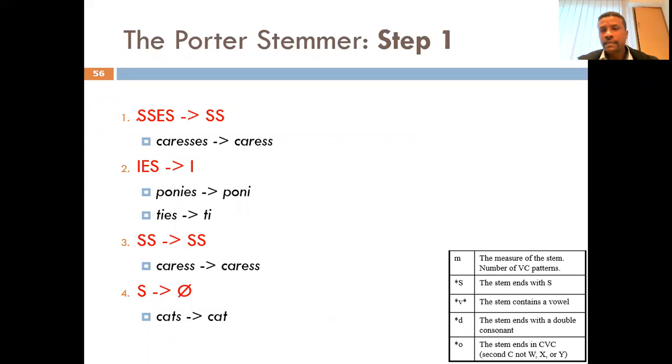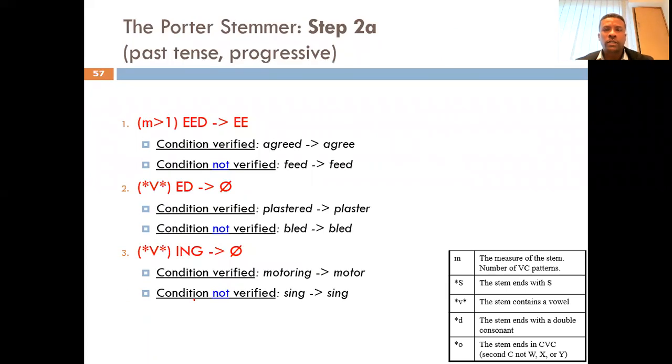And what it says is, in the first step, if the word ends with SSES, change it with SS. If the word ends with IES, change it with I. If the word ends with SS, just put it as SS. And if the word ends with a single S, then remove S. So this is the first step. Mind you, a step is very important, or the order of execution is very important.